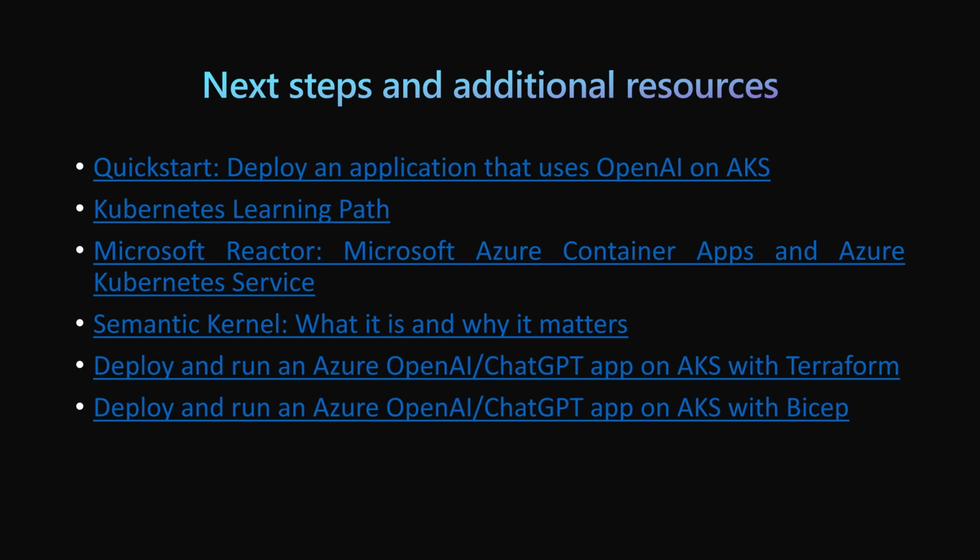If you are familiar with deploying your applications to containerized services already, and you just want to figure out what more you can do with, let's say, a Semantic Kernel SDK, check out this blog post, Semantic Kernel: What It Is and Why It Matters, because there's a lot more that you can do with this sort of technology and the SDK. There are things that you can do like embedded search, using vector databases and whatnot. And also we have a couple of other blog posts that are floating out there around how to deploy Azure OpenAI and ChatGPT on AKS using both Terraform and Bicep. So be sure to check those two things out.